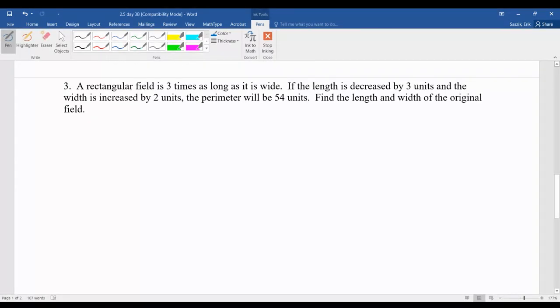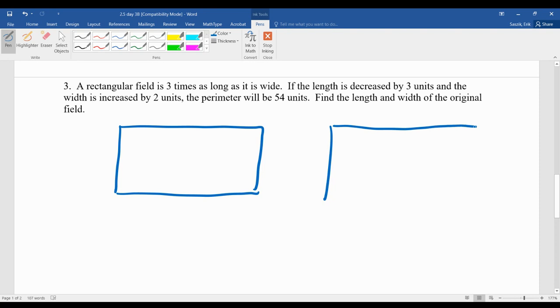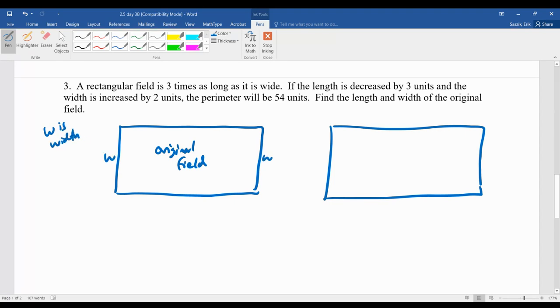The next one is one where we can draw. I think it's actually going to be best to draw two rectangles. Okay. A rectangular field is 3 times... So this is the original field here. And it says it's 3 times as long as it is wide. So say W is the width, because we don't know anything about the width. And the length is 3W.